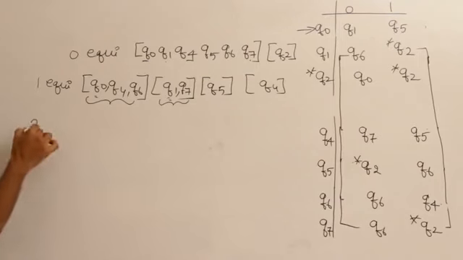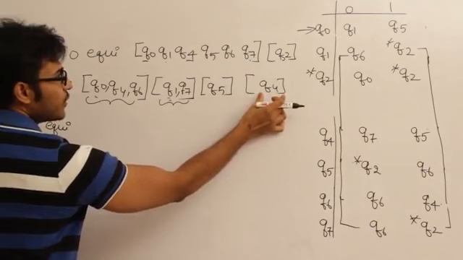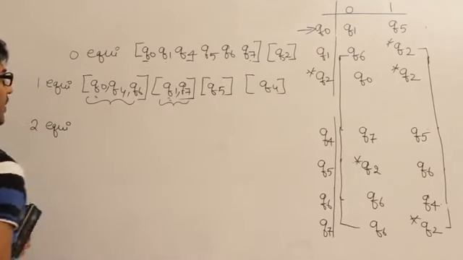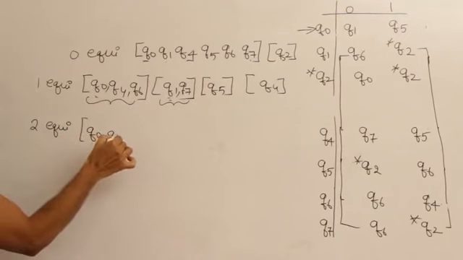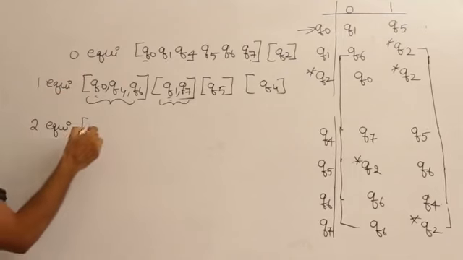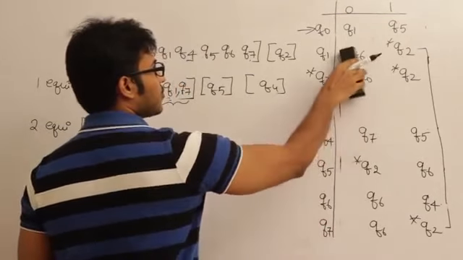Now let's talk about two equivalent. See, whenever you find any group with a single element, you need not process it again because we cannot separate them, so they are already separated. Okay, now let us see this one, Q0 and Q4. Let us compare Q0 and Q4 to find out if they are two equivalent or not.